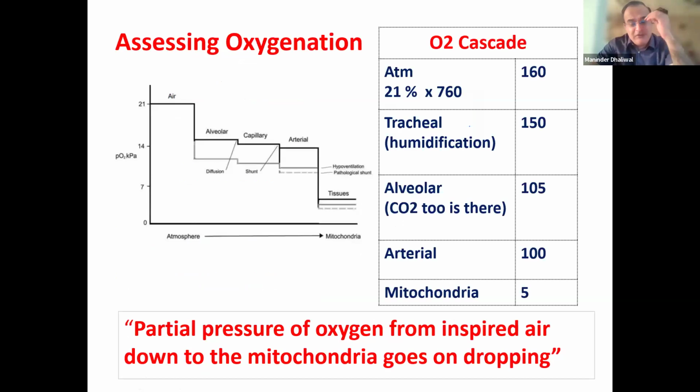Now we had actually discussed this. I'll just go through it fast. This is an oxygen cascade that happens inside your body. In the atmosphere, there is 160 mm mercury of oxygen. Then in the trachea, it comes to 150. When it goes to the alveolar level, it comes to 105. In arterial blood gas, it is 100. At the mitochondrial level, 5. So this is the amount of PO2 that keeps on falling once it reaches the tissues. So this is just a cascade you should be aware of, that how much you are getting exposed to.